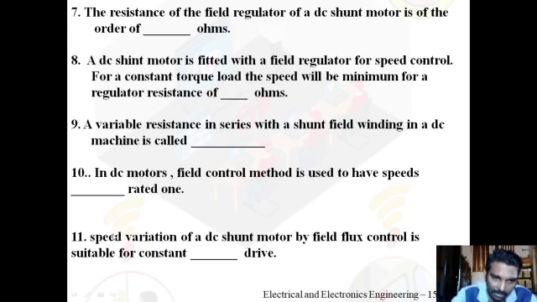The next question: the speed variation of a DC shunt motor by the field flux control method, or the field control method, is suitable for dash drives. Here we can take power drives.